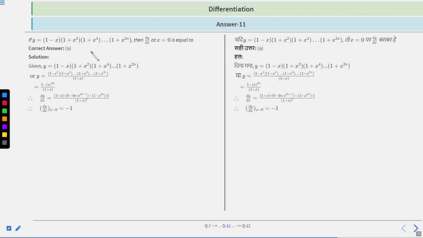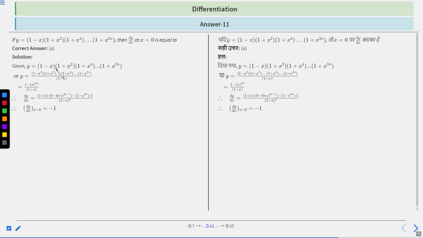Okay, let's move to the solution part. Given y is equal to (1 minus x upon 1 plus x square) into (1 plus x to the power 4) into (1 plus x to the power 2n). Let's divide and multiply with 1 plus x. So, in the denominator, it will be 1 plus x. In the numerator, it will be (1 minus x square) into (1 plus x square) till (1 plus x to the power n). After simplifying the numerator, you will get 1 minus x to the power 4n upon 1 plus x, right?